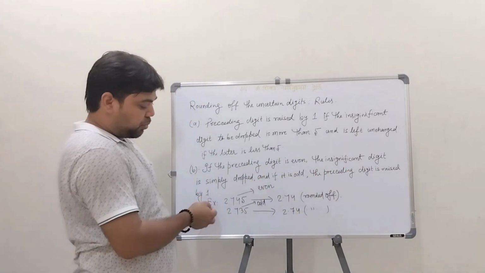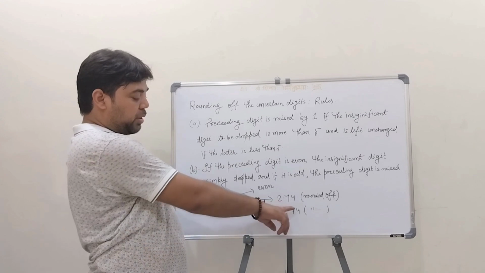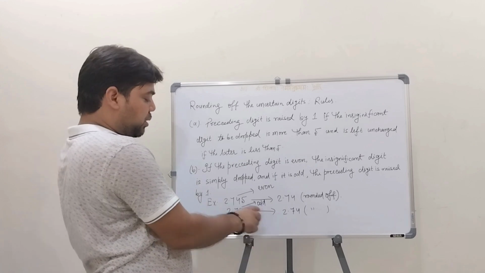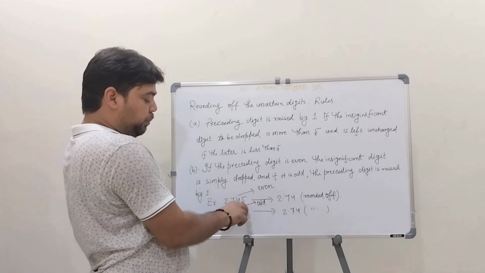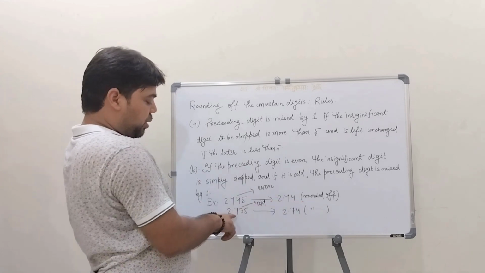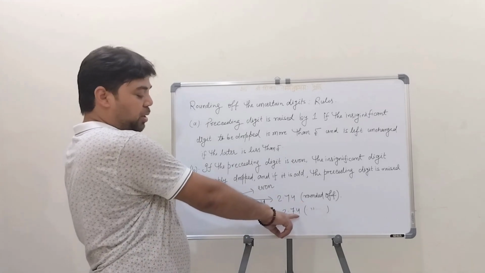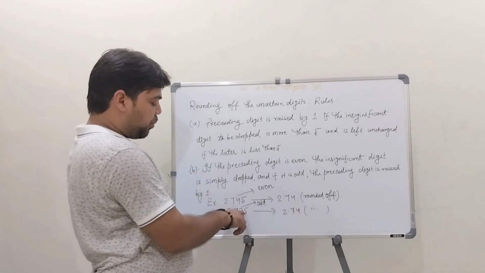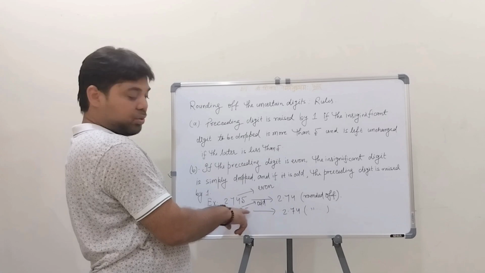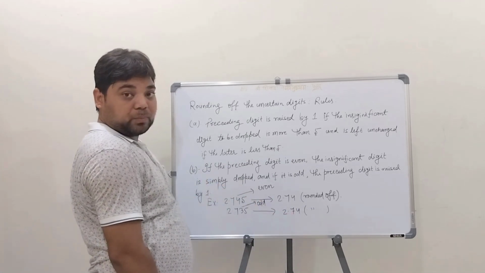So here is an example to understand this. 2.745 can be written equivalently as 2.74 as the preceding digit, 4, is even. And 2.735 can be written equivalently as 2.74, as the preceding digit is odd, so it is raised by 1 and it converts to 2.74.